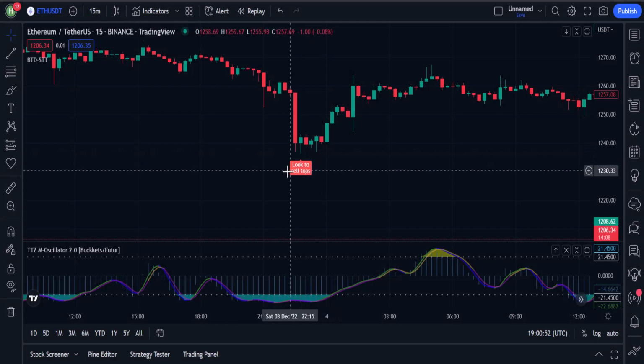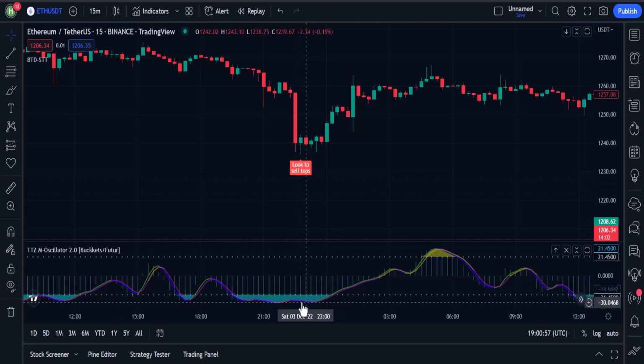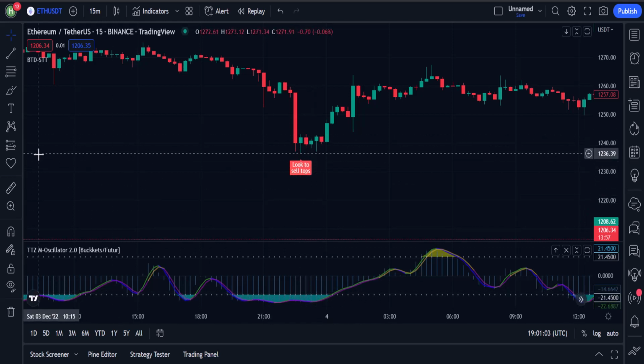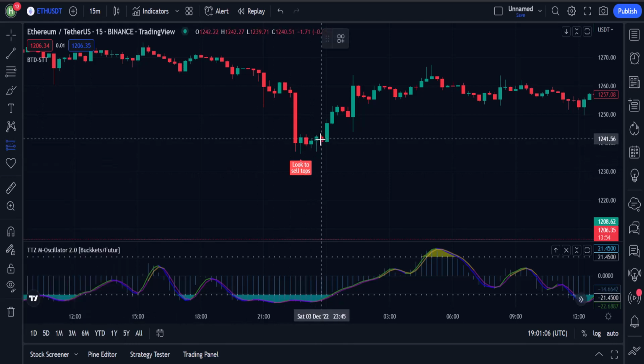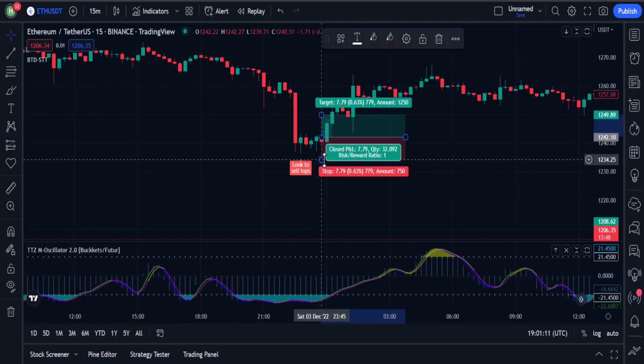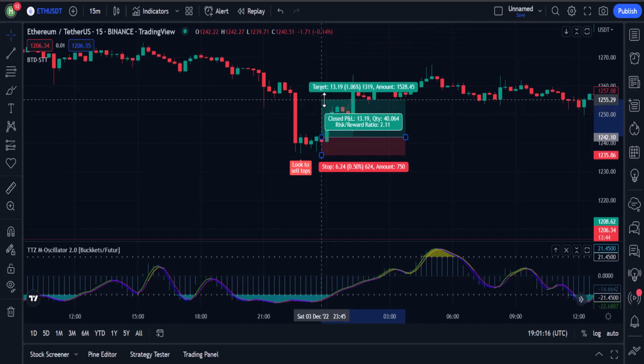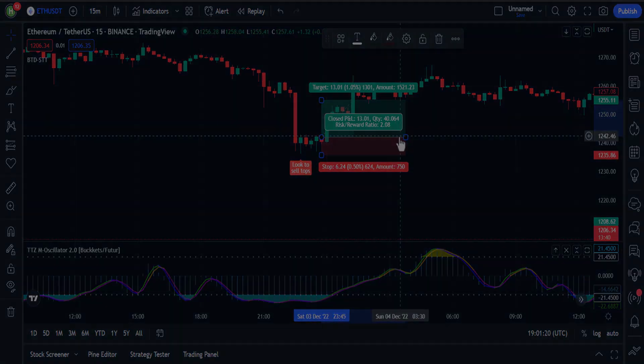Here we can see we have a good example of a buy trade. We got a buy signal right here, and we can see the market is oversold. And we got 2 bullish candles after that. So we will enter this trade and set our stop loss at the recent swing low. And for a risk to reward ratio of 2 to 1, this would have been an amazing profitable trade.